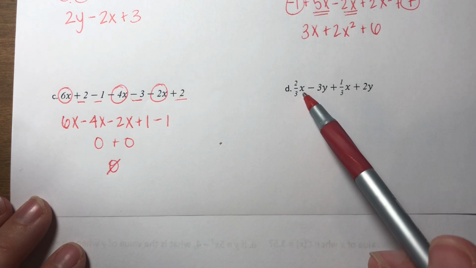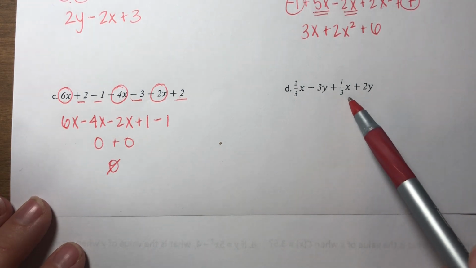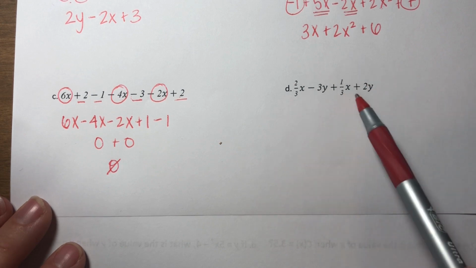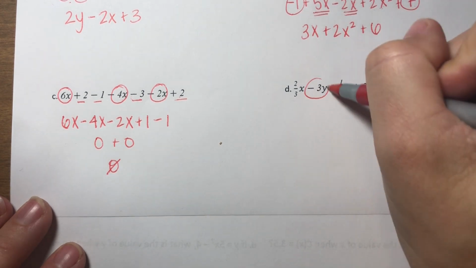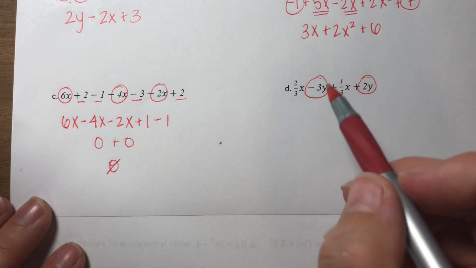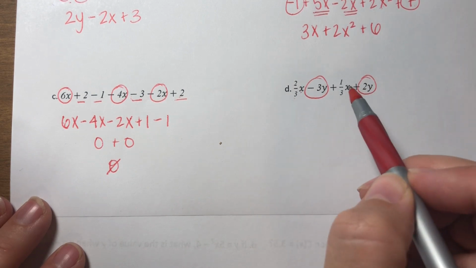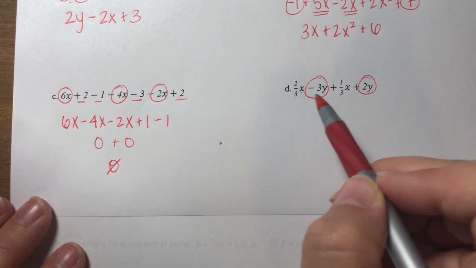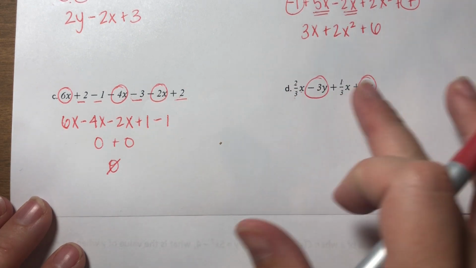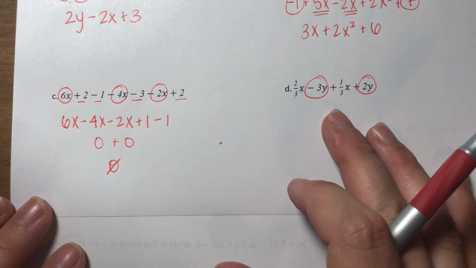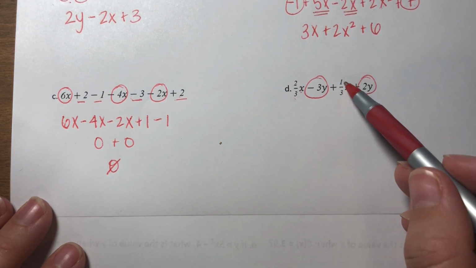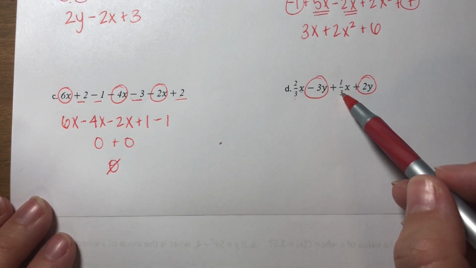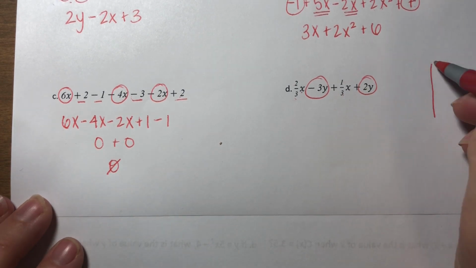I know you guys probably instantly see fractions and you're like, oh no, I really don't want to deal with this. But this one's not that bad, you guys. So I've got a negative 3y and a positive 2y. Obviously, those are going to be some like terms for us. And I've got 2/3 x plus 1/3 x. So think about it like this, you guys. Ignoring the fact that it's an equation, just think about what you know about fractions. If I have 2/3 and I add another third, I now have 3/3. Well, 3/3 is 1.